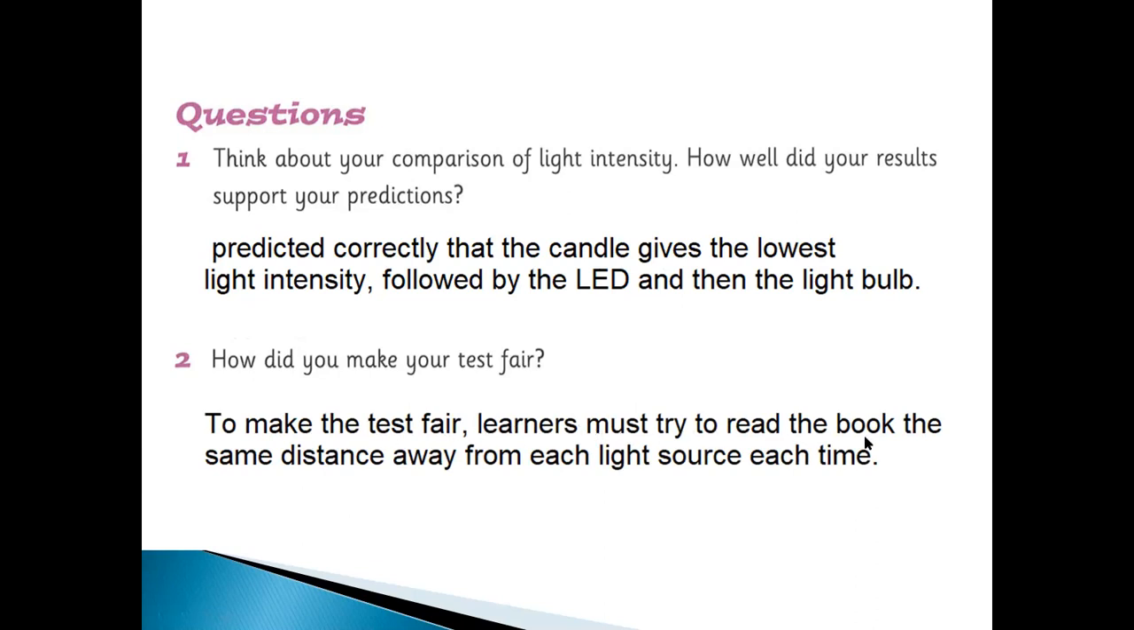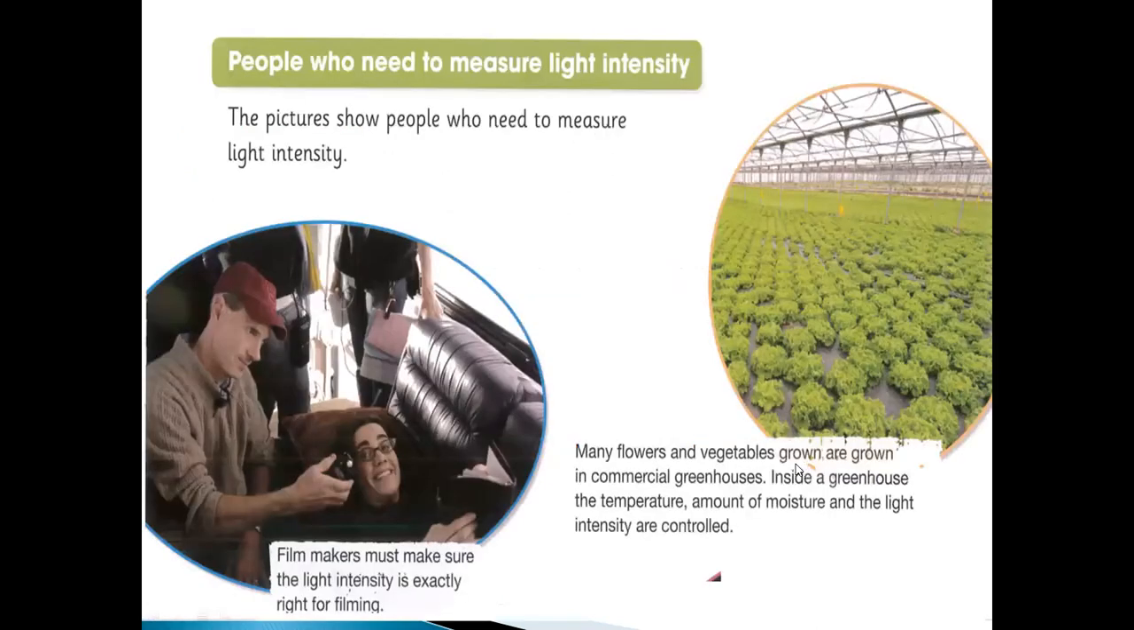The learner must try to read the book. Put the book where it is easy for you, take a candle, bring it near to you and then far away, and check. You can find the intensity, which is better, which gives you a better result, which one is good for reading. Read the book the same distance away from each light source each time. After this, people who need to measure light intensity. The picture shows people who need to measure light intensity.